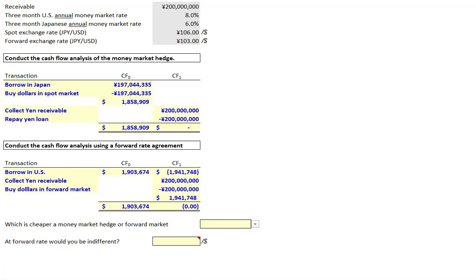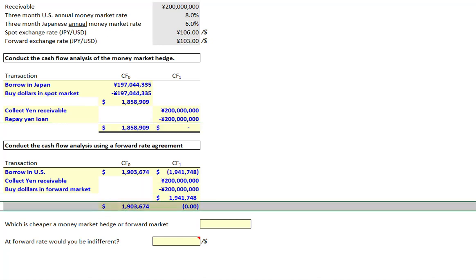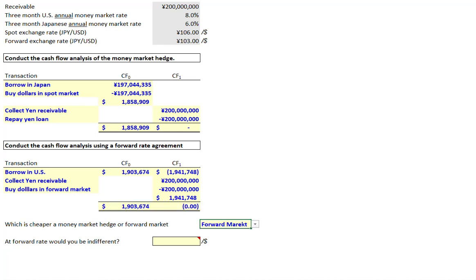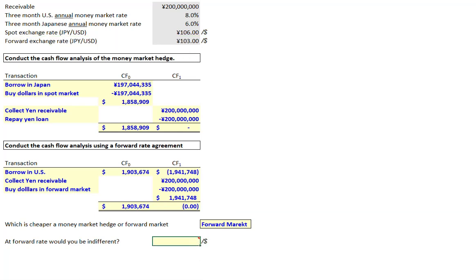When we compare this with our money market hedge, which provided us cash flows at time zero of 1.8 million, clearly the 1.9 million forward market hedge is the preferable way to go. Last question will be, at what exchange rate would we be indifferent between the two? Well, since we're converting from yen to dollars, the lower this forward rate is, the better off we are, and we're already better off using the forward market. So this rate could actually be a little bit higher. How do we calculate that rate?